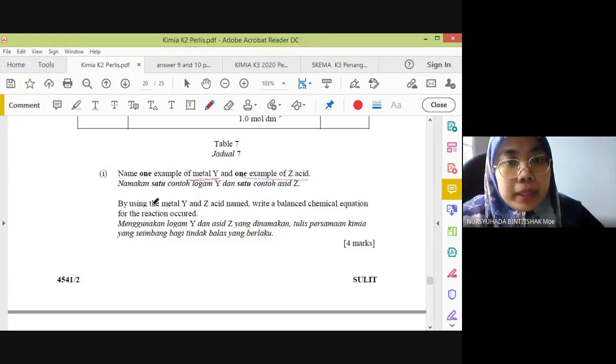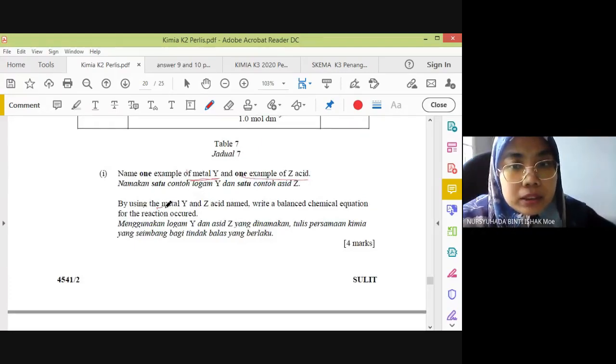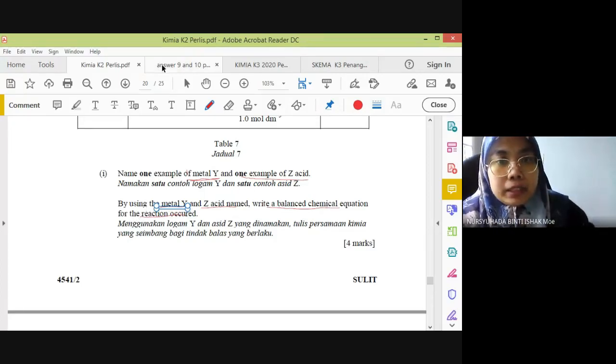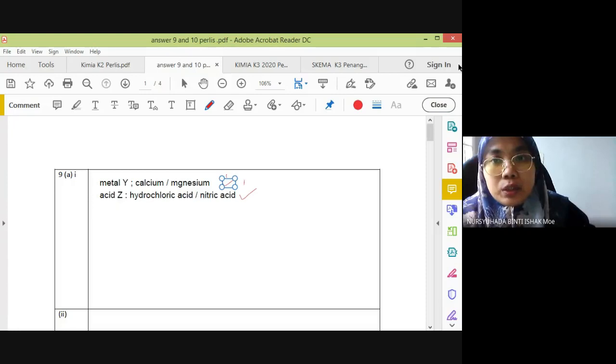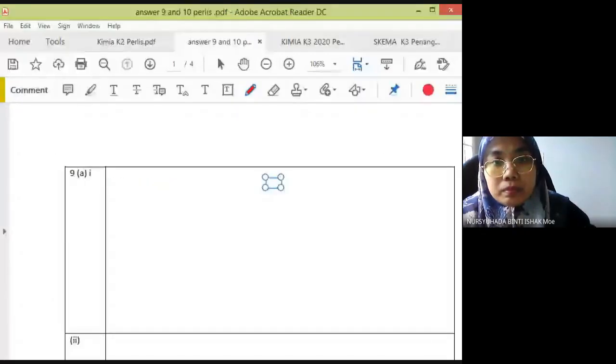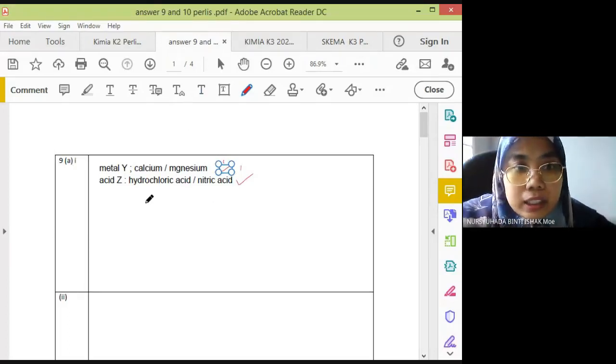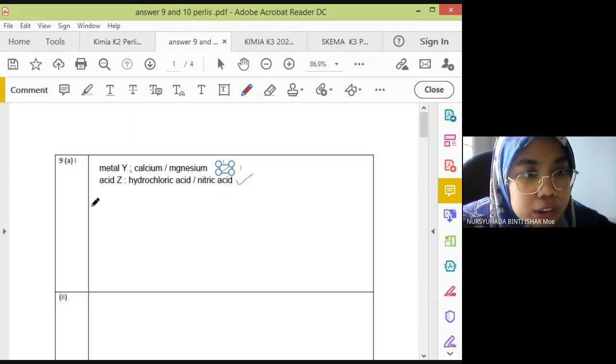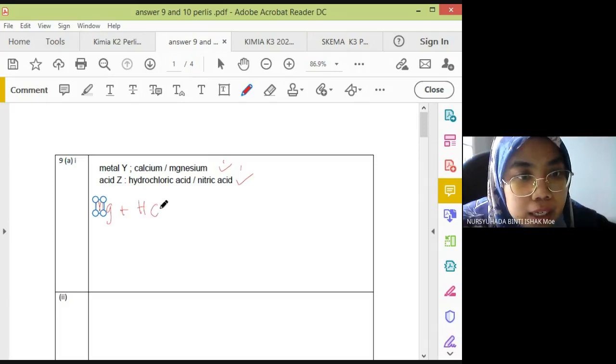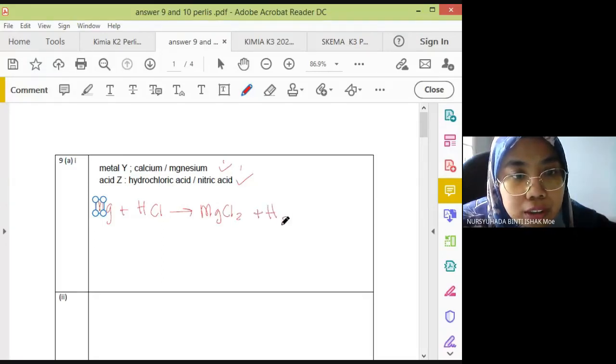Okay, by using the metal Y and metal Z acid name, write a balanced chemical equation for the reaction occur. Okay, dua markah for the chemical equation. Okay, kalau cikgu guna Mg, so chemical equation dia should be Mg react with HCl and then the product are MgCl2 plus hydrogen gas.